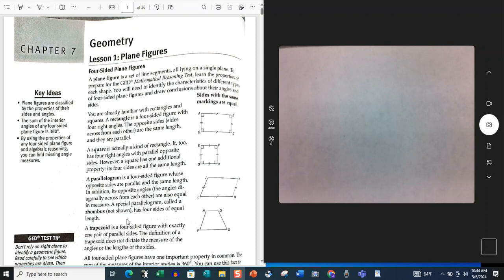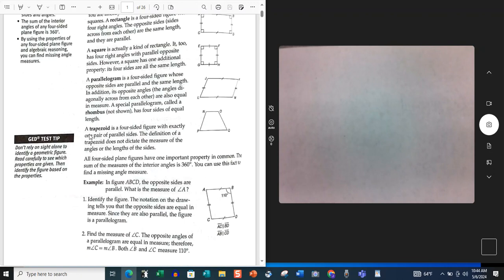Okay, now we go here. A trapezoid is a four-sided figure with exactly one pair of parallel sides. These two sides here are the only parallel sides, because these two sides would end up intersecting each other. The definition of a trapezoid does not dictate the measure of the angles or the length of the sides.